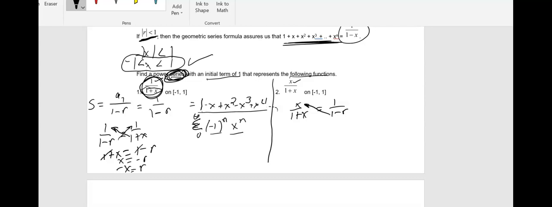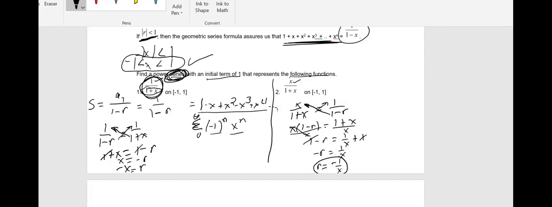Cross multiply. So you're going to get x times 1 minus r equals 1 plus x. Do I want to distribute here? No, I'm going to divide by x here, because we're just trying to get the r by itself. So we'll do 1 minus r equals 1 over x plus 1. Notice how the 1s are going to cancel. So those will cancel. I get a negative r equals 1 over x. So r equals a negative 1 over x.